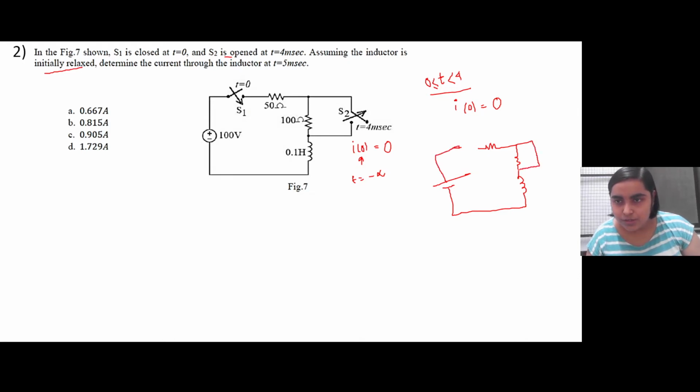So this is closed. This is 50. This is 0.1. This is 100. Okay. So at time t equal to minus infinity, this was closed. No current was flowing. It was all fine.